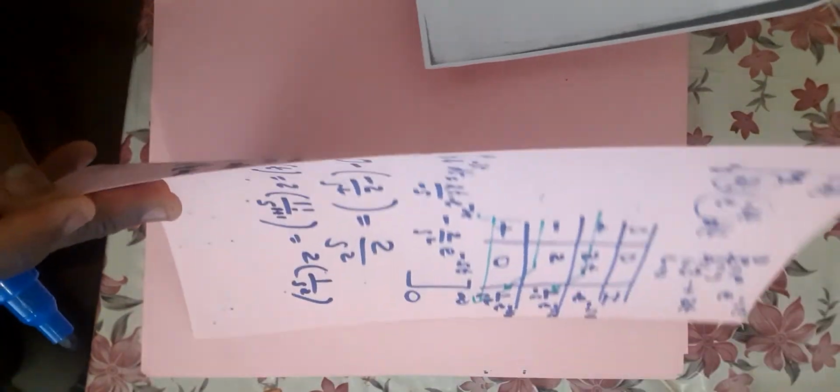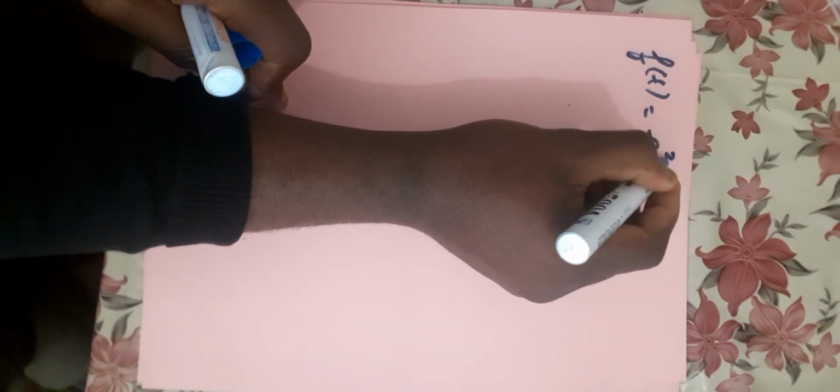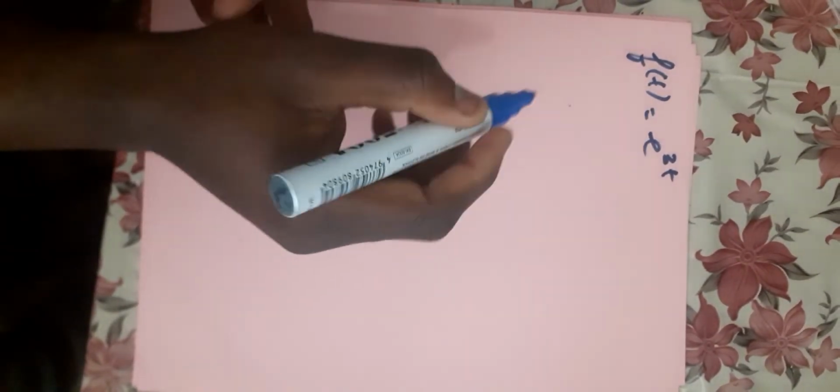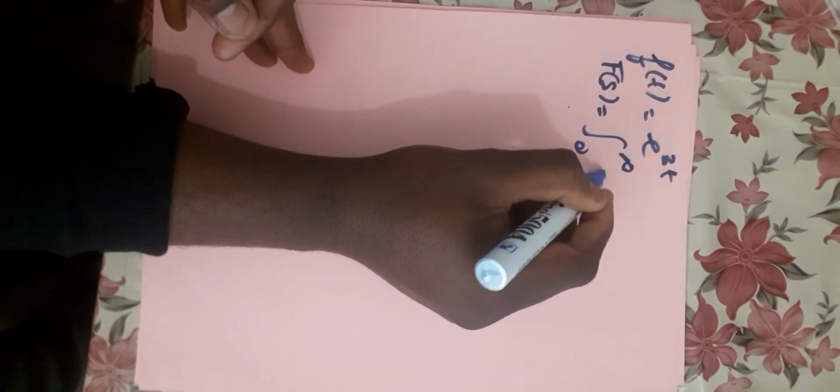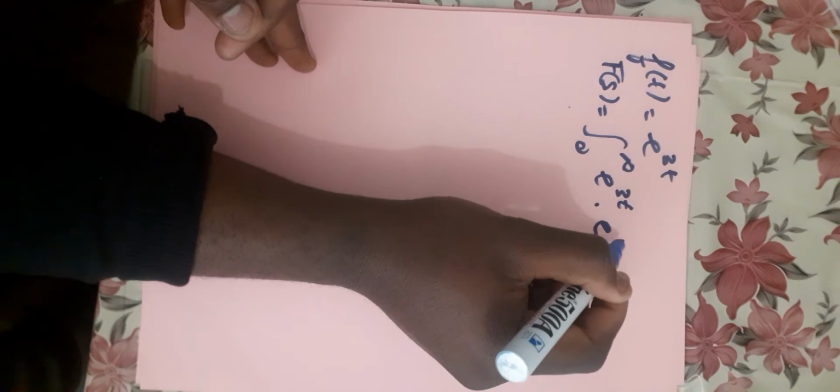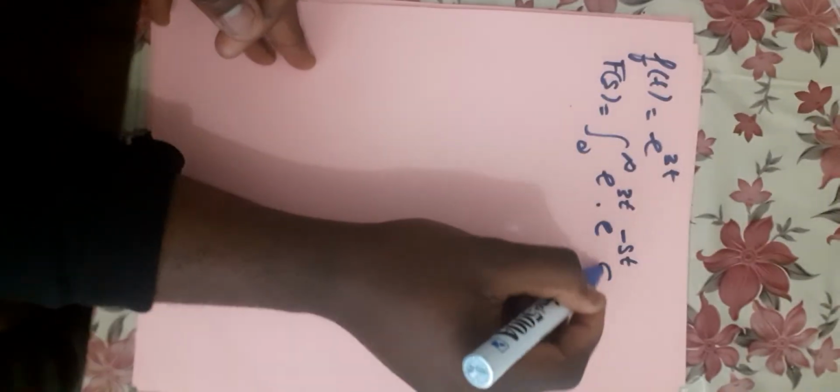Okay, so let's continue. Now this question can come. If they give you f of t equal to e to the power 3t, for example, this is a very good question. This can come. Now look what will happen. You have to find the Laplace transform. It's going to give you the integral from 0 to infinity of e to the power 3t multiplied by e to the power minus st. This is a very good question. What do you do here?